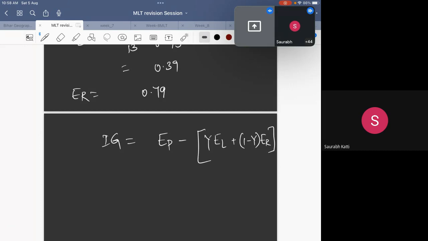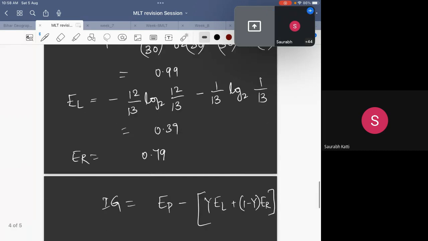Sir, what should the information gain be? Will it be zero? What will the information gain be? It won't be zero, right?